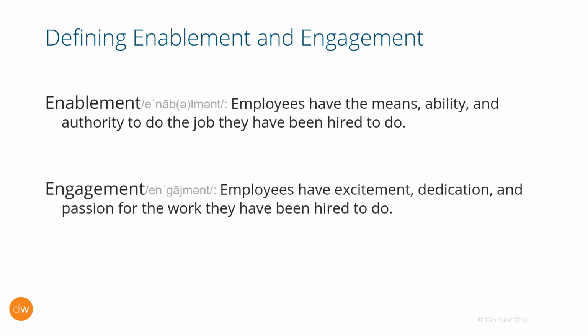Very true with the onboarding process. So enablement, engagement, quickly to define these two things. Enablement is employees have the means, ability, and authority to do the job they've been hired to do. And engagement is employees have excitement, dedication, and passion for the work they've been hired to do. So they have everything that they need in order to do the job, including the authority to do the job. Mm-hmm. And they have everything that they need to be excited to continue to do the work.